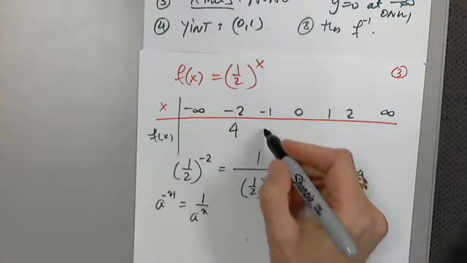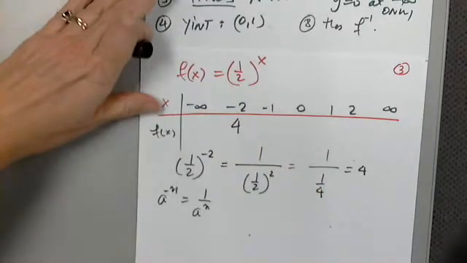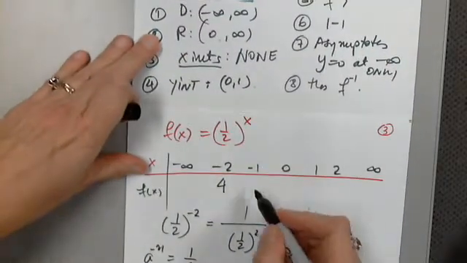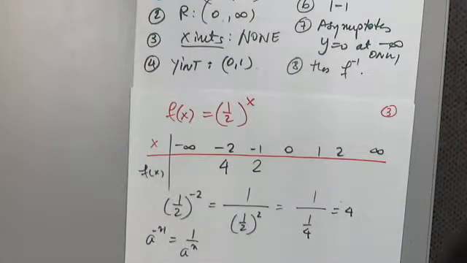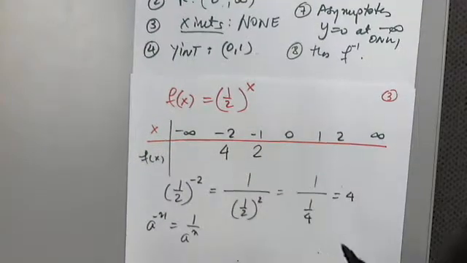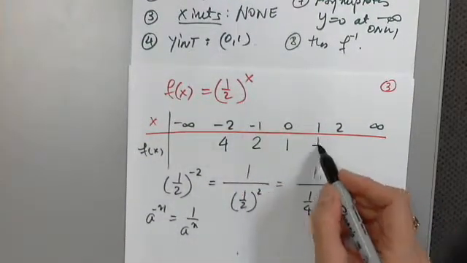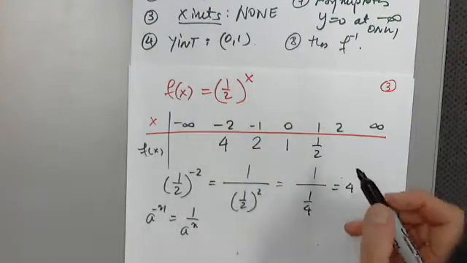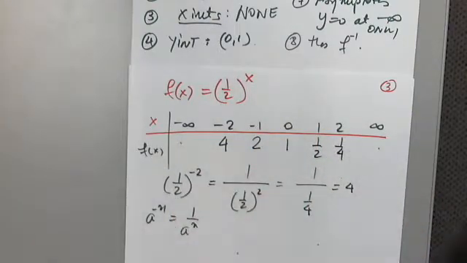So now I plug in -1. It will be? But the base is 1/2. Okay, let's show that 2. Correct. Do we all agree with 2 or do I need to show? Okay, so now let's plug in 0. 1. Perfect. Let's plug in 1. 1/2. Let's plug in 2. 1/4.